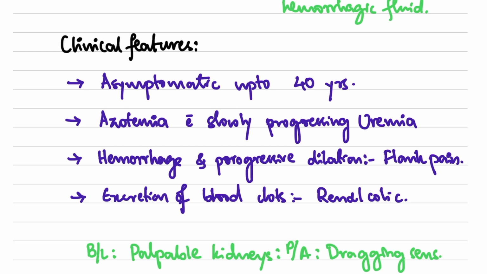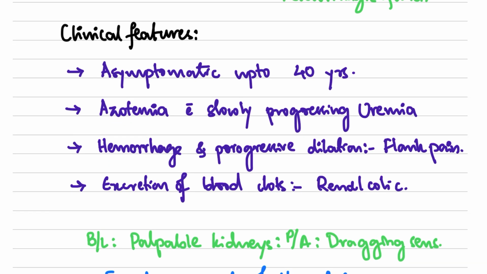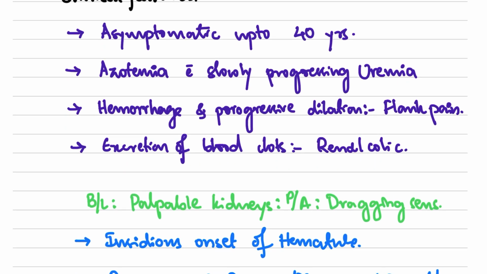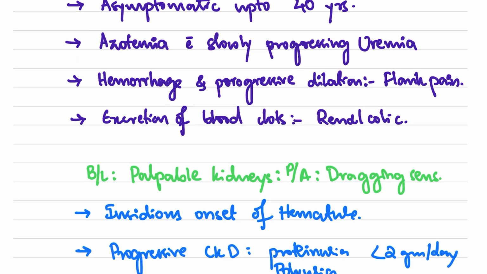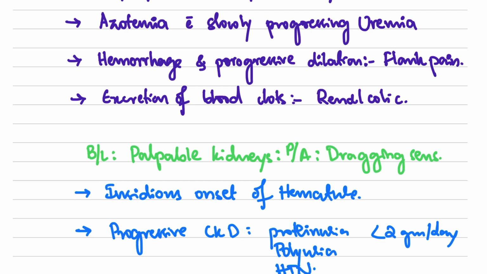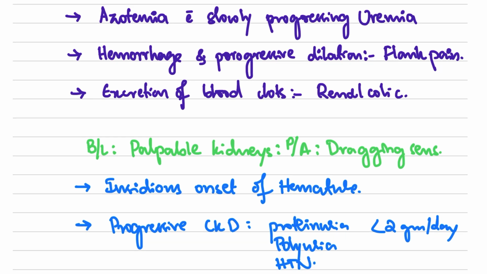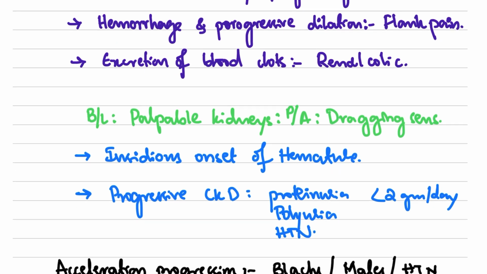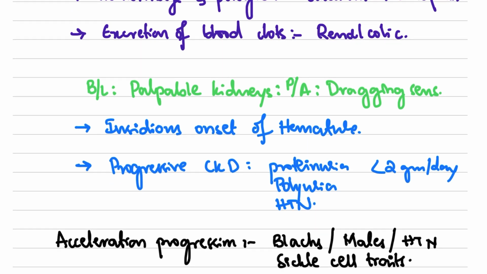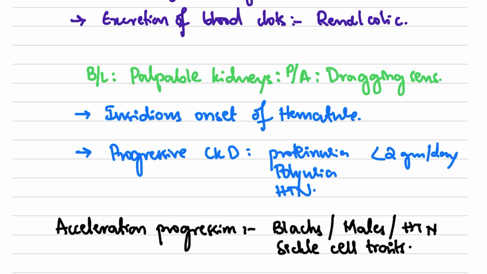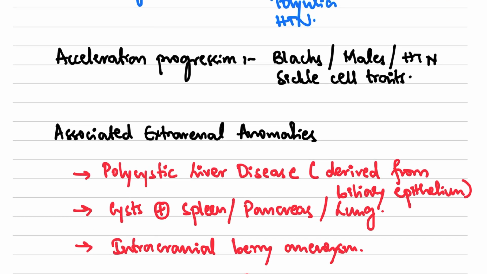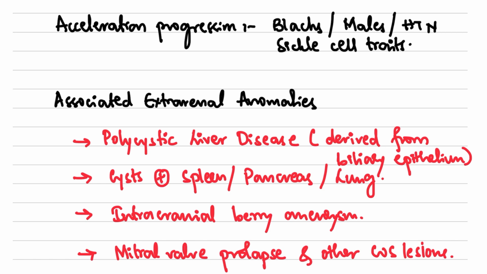In the ADPKD, the patient will be asymptomatic up to 40 years. Slowly, the patient will have azotemia with slowly progressing uremia. It will also be associated with hemorrhage and progressive dilatation leading to flank pain. There will also be excretion of blood clots, also associated with renal colic. On per abdomen examination, the patient will have palpable bilateral kidneys, and the hematuria will be insidious in onset and progressive towards CKD. That is whenever there is proteinuria less than 2 grams per day along with polyuria as well as hypertension. And these are the associated extrarenal anomalies seen in ADPKD.